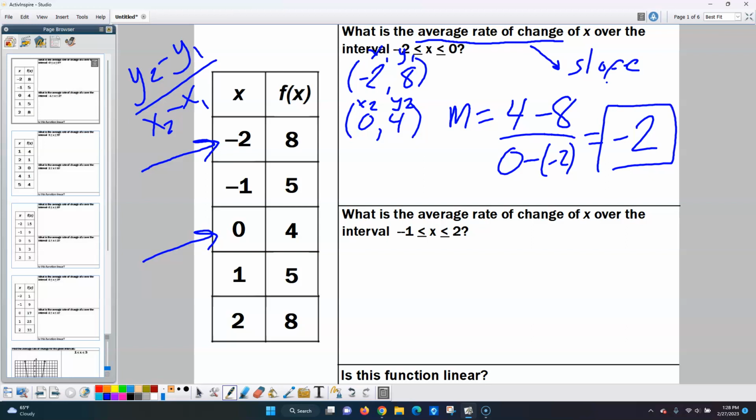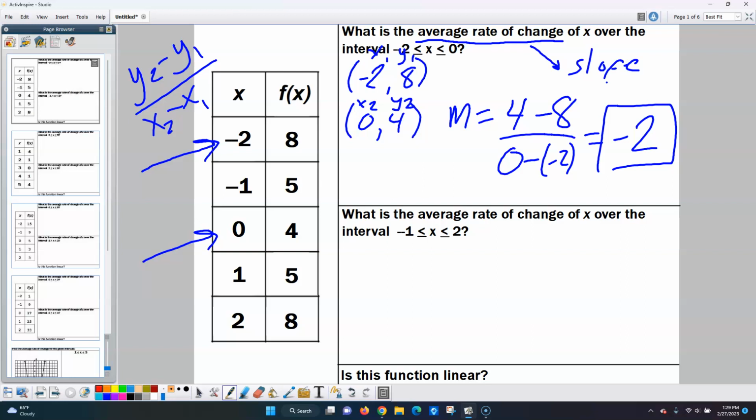be -2. Now, if you were looking to graph that, that's not rise over run format, so that'd be -2 over 1. You'd have a negative slope going down the hill, down 2 over 1, down 2 over 1. But it's just asking for the rate of change. We're going to write -2. That's the slope. Average rate of change of x over the interval -1 to 2.